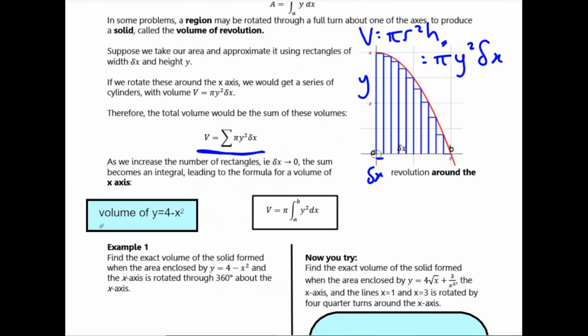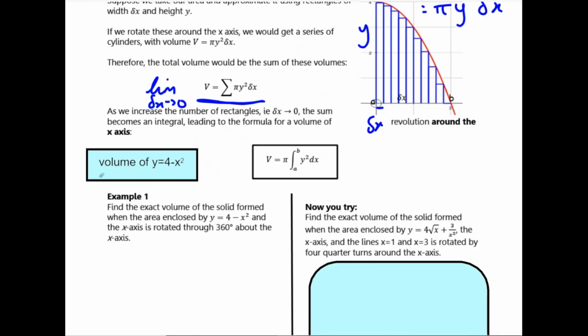And if I take the limit of this as delta x tends to 0, just like you did in the integration pack, the limit of the sum turns into an integral. And that's where this formula comes from. Okay, so if you ever forget it, it's the volume of a cylinder, so pi y squared dx, pi r squared h. So that's where those bits come from. The limits of the integral are the start and the end of your interval. Okay, so a is here and b is here on your diagram. Okay, you need to learn this, but that's where it comes from. It comes from adding up a bunch of cylinders.